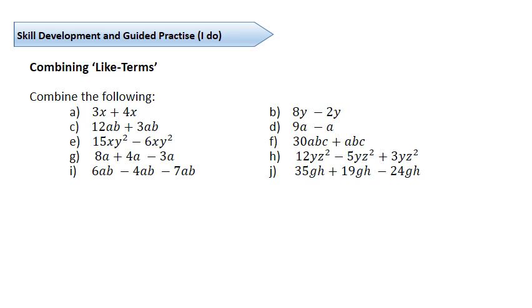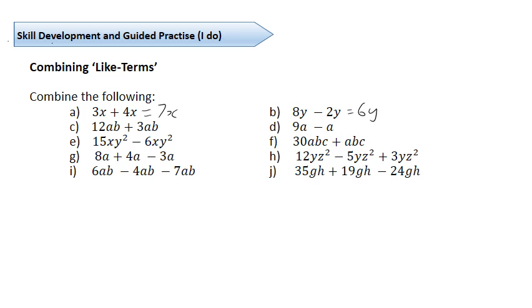Okay, here's the next one here. Combine the following. We have 3x plus 4x, 3 plus 4, these are both like terms. 3 plus 4 is 7, so 7x. For b, 8y minus 2y, they're both like terms, so 8 minus 2 is 6y.